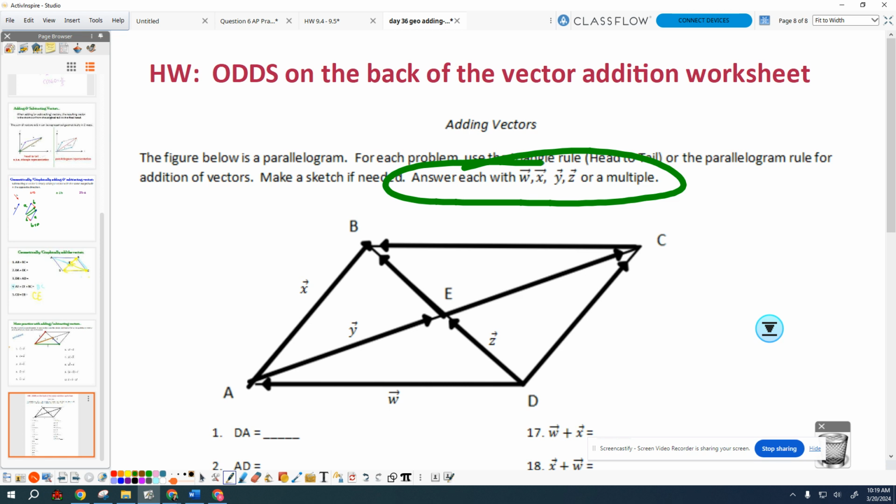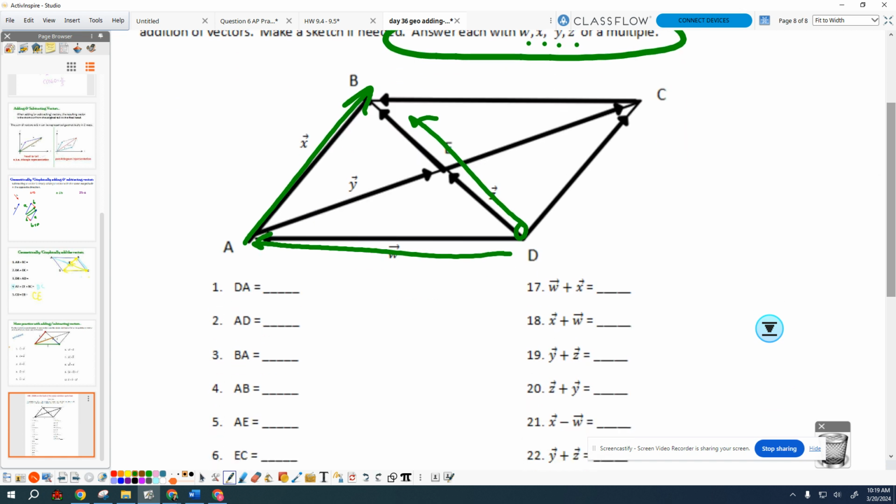Tay, what do you think about number 17? What is W plus double Z? W plus X. I got BB. Okay, and I don't want letters. I don't want the corners. I want the vectors. It's double Z, it's 2Z. Open start, open end. So for this, yes, we wanted 2Z. So 18 is also 2Z because we can add vectors in any order.